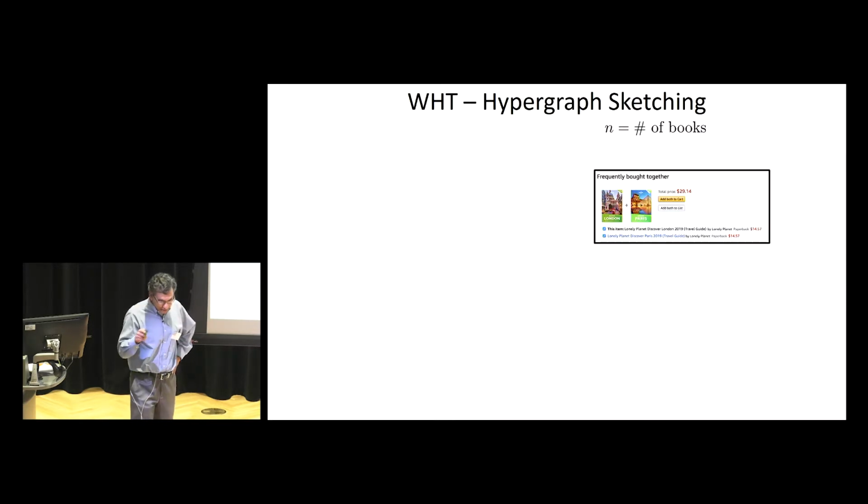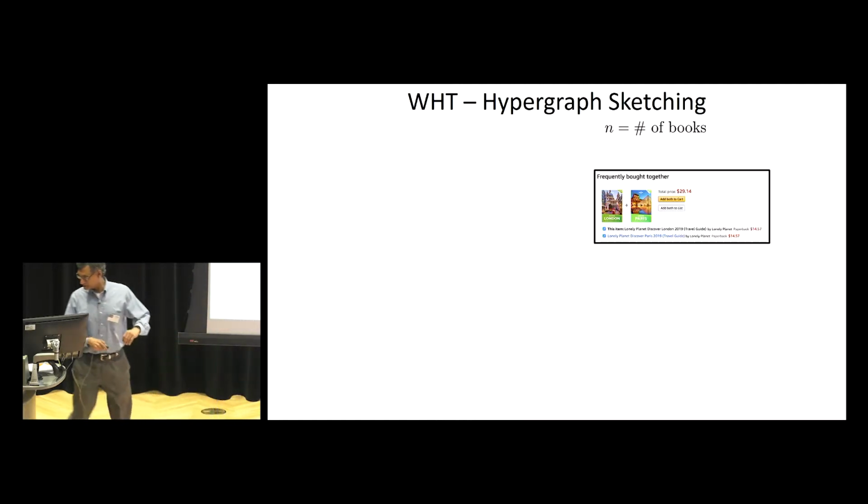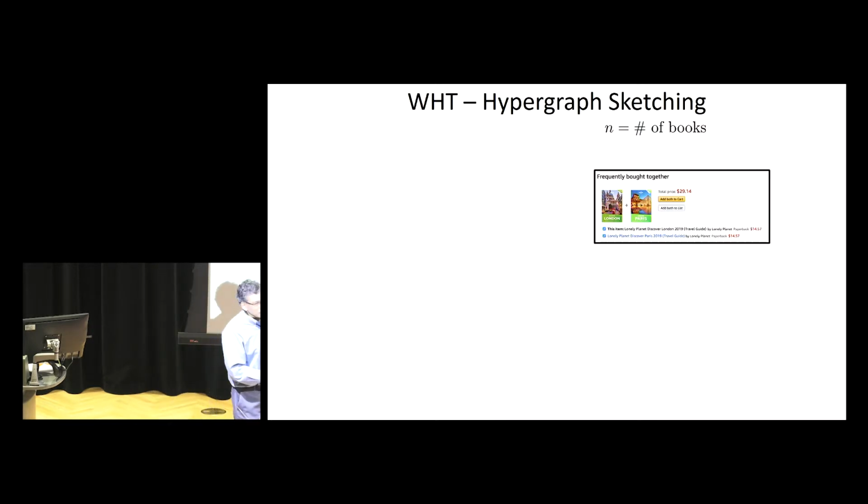So let's do an example with hypergraph sketching. A hypergraph is just a generalization of a graph. We won't even worry about it. We'll just worry about graphs for now. So let's say that your frequently bought books are being tracked by Amazon. And you have your, what is the thing? Let me see. Yeah, Discover Lonely Planet, Discover London, and Paris are bought together. Okay, so let's say that that's what happens.